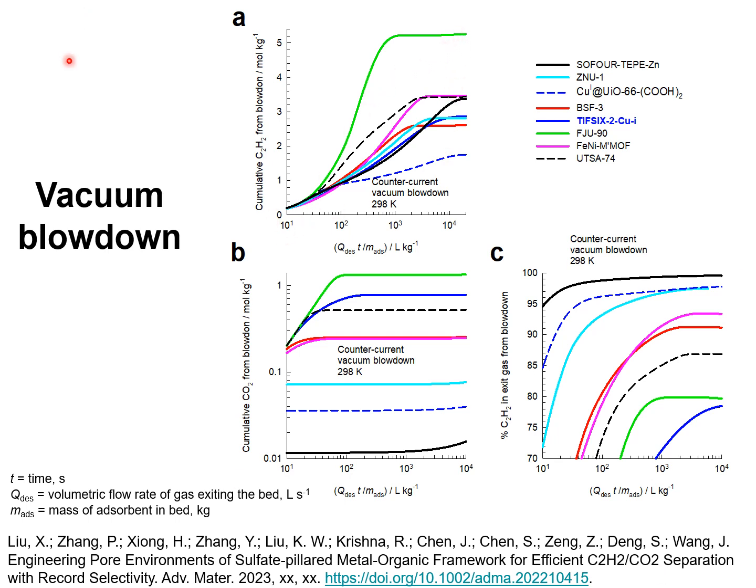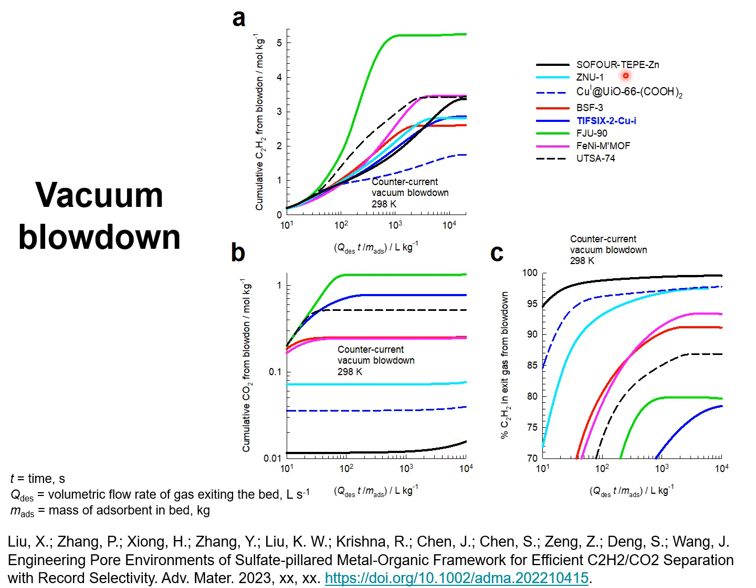The MOF FJU90 has the highest recovery of C2H2, but concomitant with the high recovery of C2H2 is a relatively high proportion of CO2. So what you would like is a MOF for which you have a high value of C2H2 recovery, but the CO2 in the vacuum blowdown is so low as to allow high purity C2H2 to be recovered. So you need the MOF to be high in this parameter, cumulative C2H2 from blowdown, but low in this.